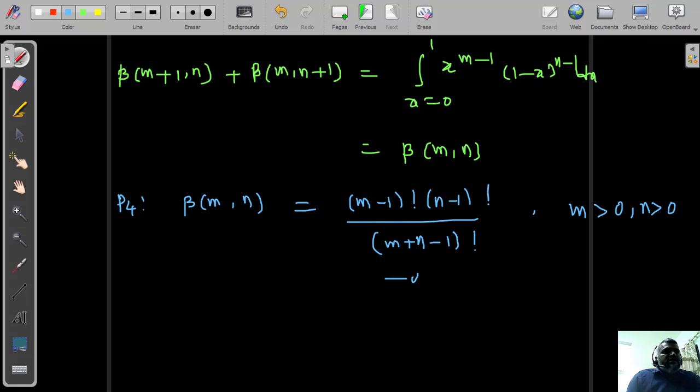In this class, we discussed the definition of a beta function and four properties, excluding the proof of the fourth property. Only the property has been given for the beta function.